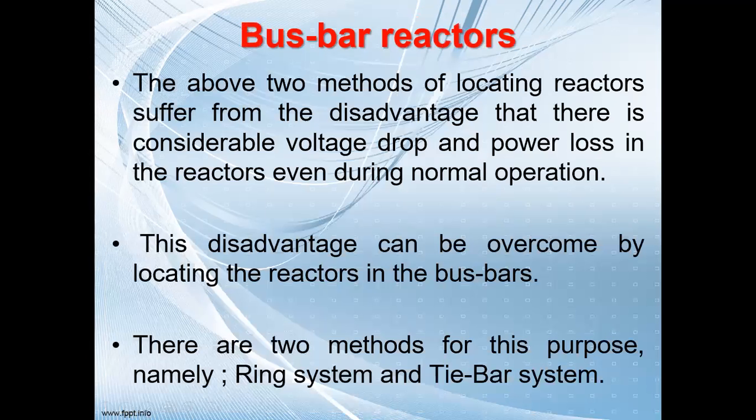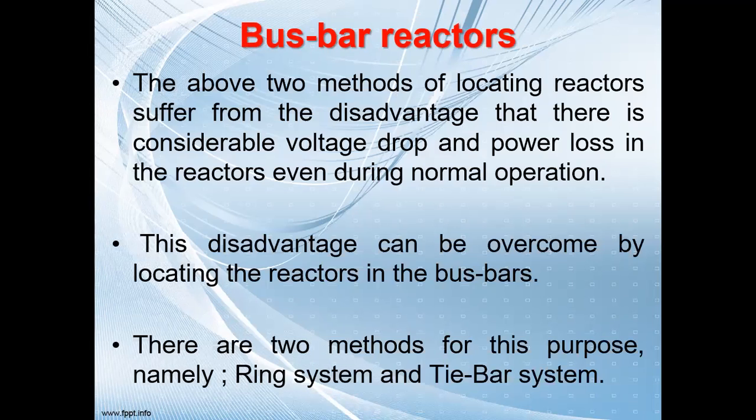Now next is the busbar reactors. From the name, it is clear that it is connected in the busbar. There are two types of configuration: one is the ring system, another is the tie bar system. The above two methods of locating reactors suffer from the disadvantages that there is a considerable voltage drop and power loss in the reactors even during the normal operation.